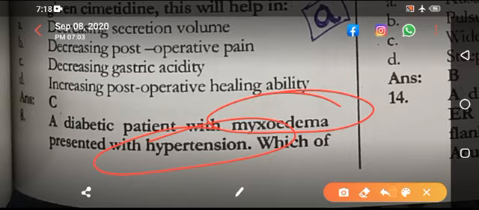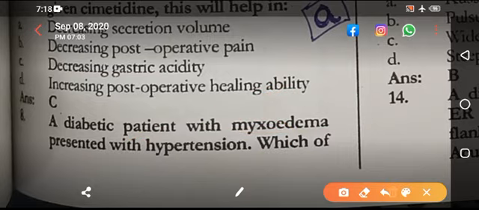Next question is, what hypertension is most common in hyperthyroidism? The answer is systolic hypertension, and we call that isolated systolic hypertension. And in hypothyroidism, we call that isolated diastolic hypertension. And what is the reason for diastolic hypertension in hypothyroidism?